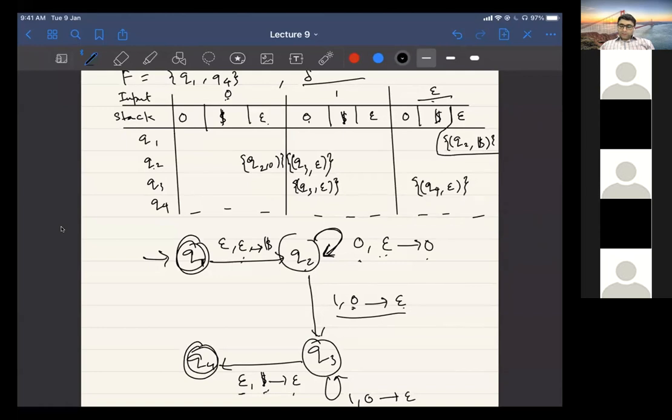So since we have one, two, three, four, and five transitions, we must have five entries. One, two, three, four, and five. That's it. Everything else will be empty. Whatever is empty, it means that, since we know that the underlying function is a partial function, we don't have to show all those transitions. But if you insist on showing all of them, then you can connect to some state here and connect every other transition here. All possible transitions that you can find, just connect.